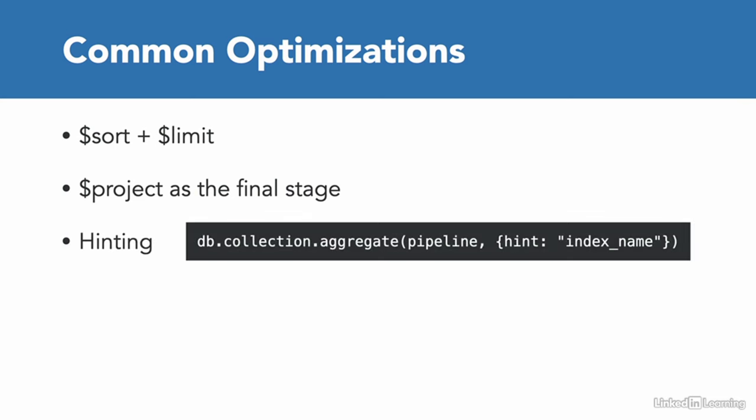The next one is using hinting, which means you can tell an aggregation pipeline to use a specific index if you notice it is using a less optimal one by default. Use this with caution.